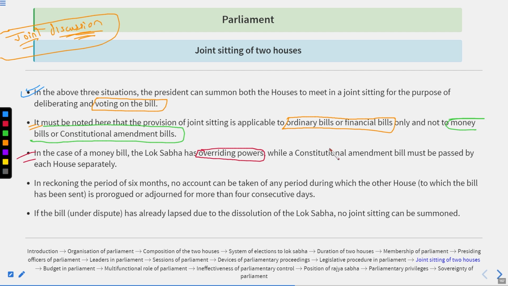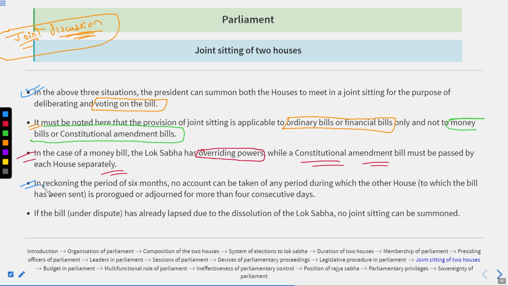But if we talk about the constitutional amendment bill, this bill is required to be passed by both houses separately. Okay, so the overriding powers of the Lok Sabha are not applicable to the constitutional amendment bill.